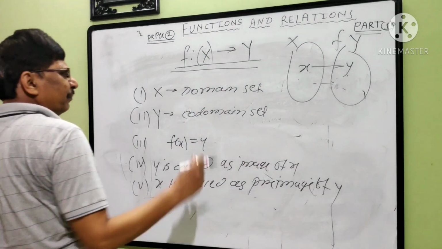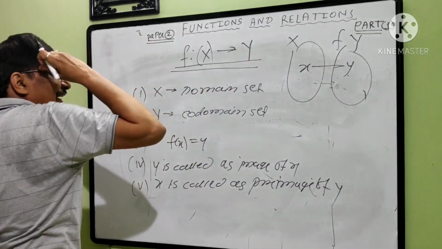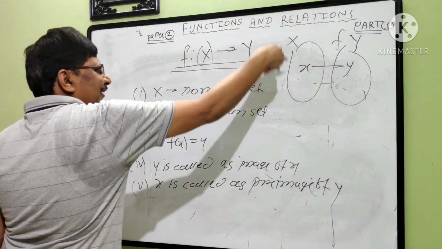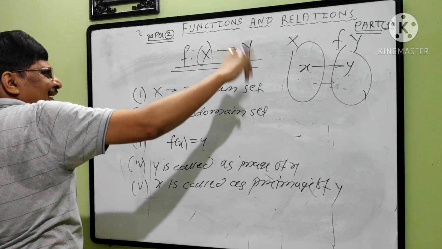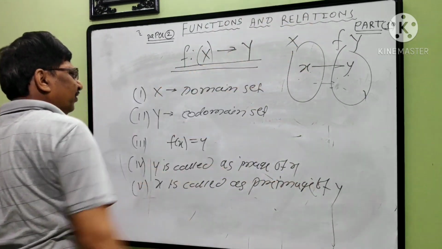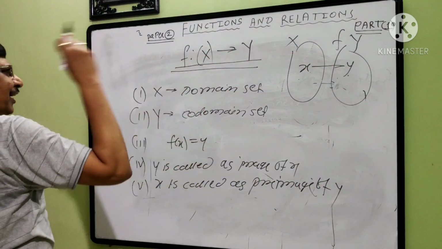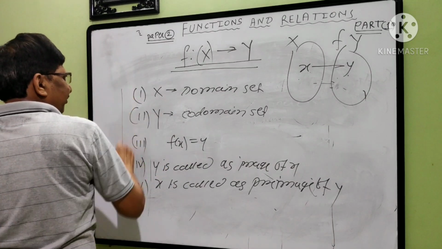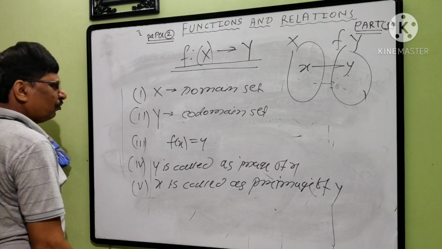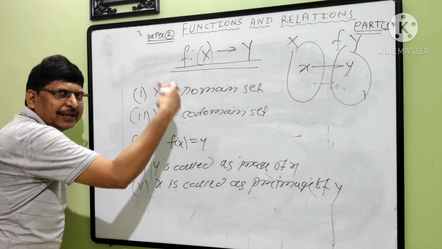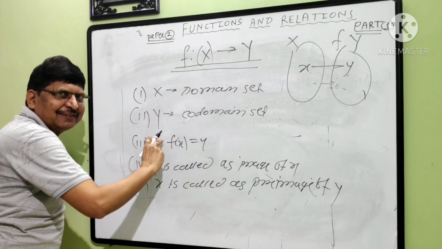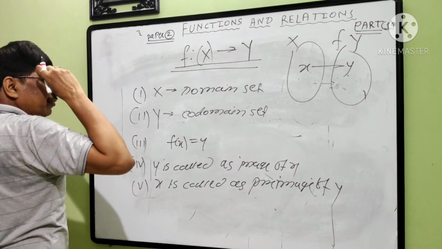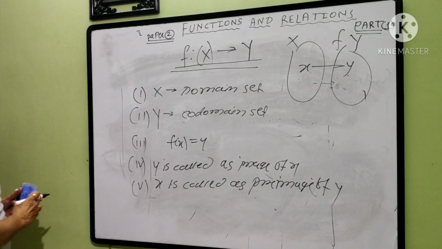Okay. According to this definition, each element of X must be related to a unique element of Y. Means for every small x belonging to X, there should exist a unique y in Y such that the ordered pair is an element of this f. Okay. Now what is the meaning? Write this down. X is called the domain set, Y is called the codomain set. If x is related to y, then it is written f of x is y. Y is called the image of x and x is called the pre-image of y.